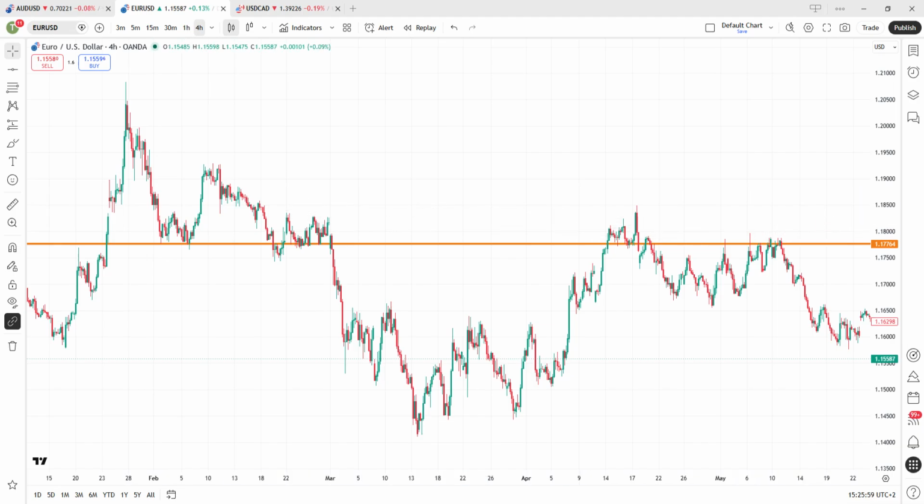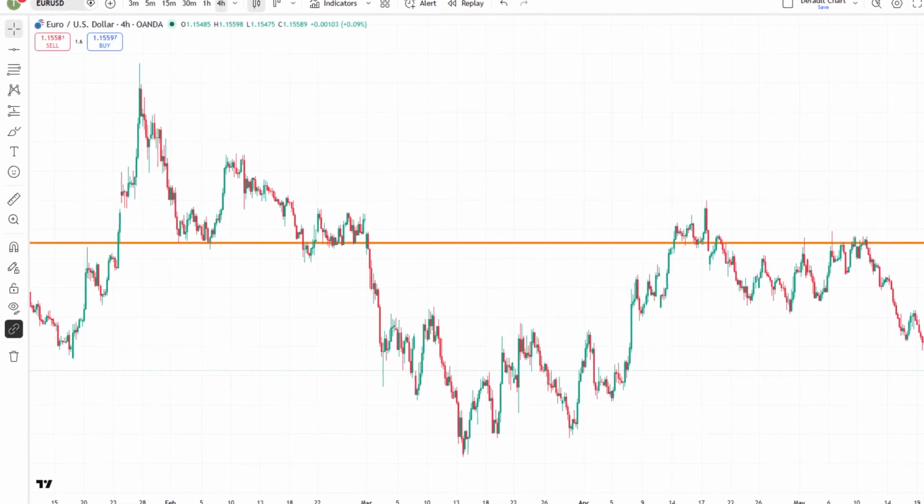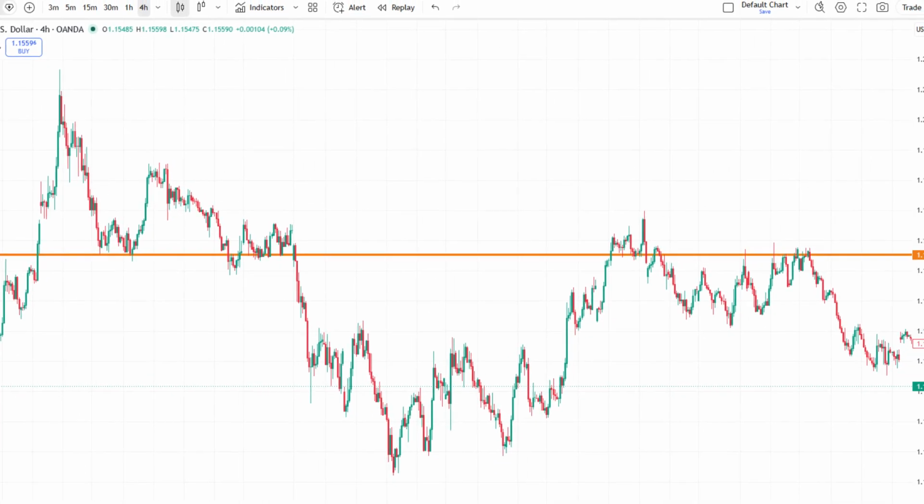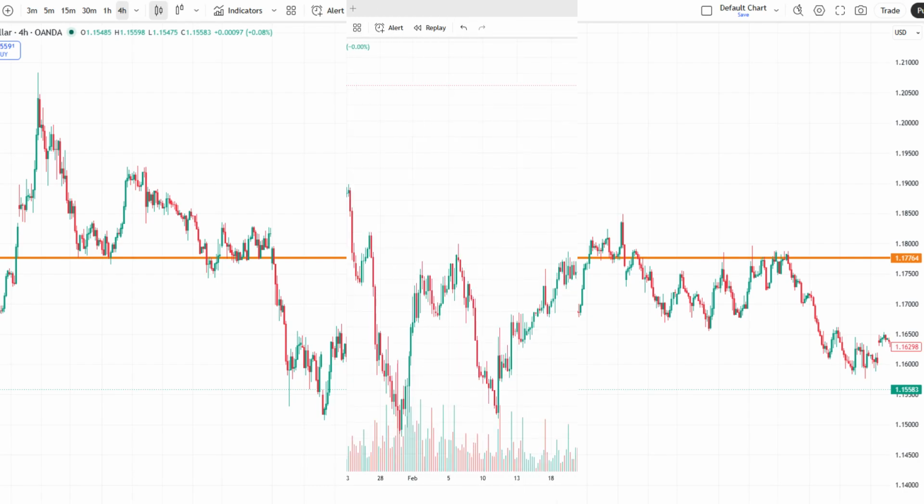Why does this matter? Well, support and resistance can help traders identify potential turning points. And this helps you plan entries and exits, find breakout opportunities, and basically manage your risk more effectively. And many trading strategies are built around these levels.